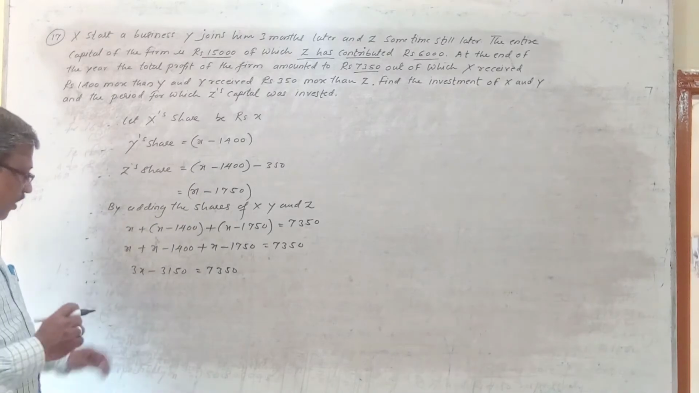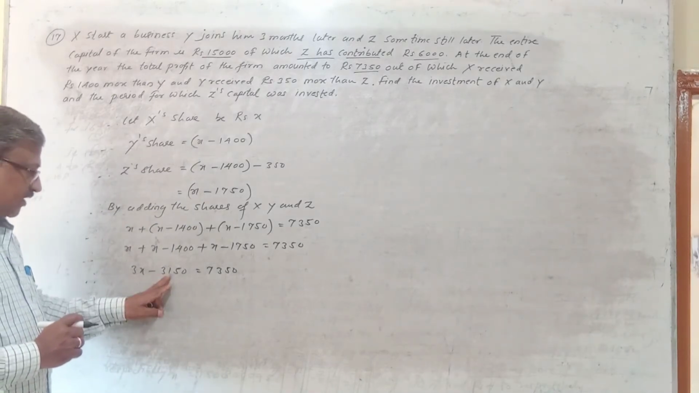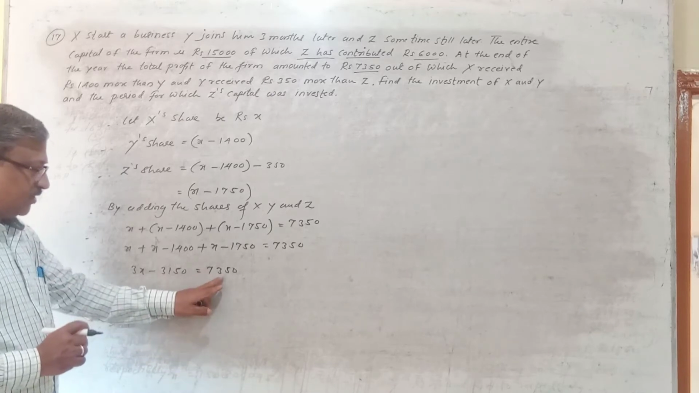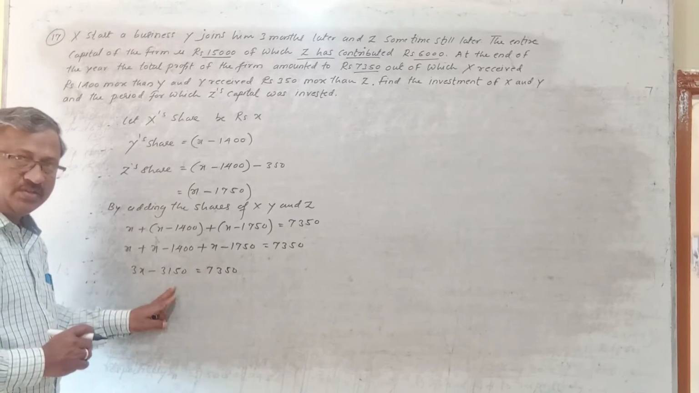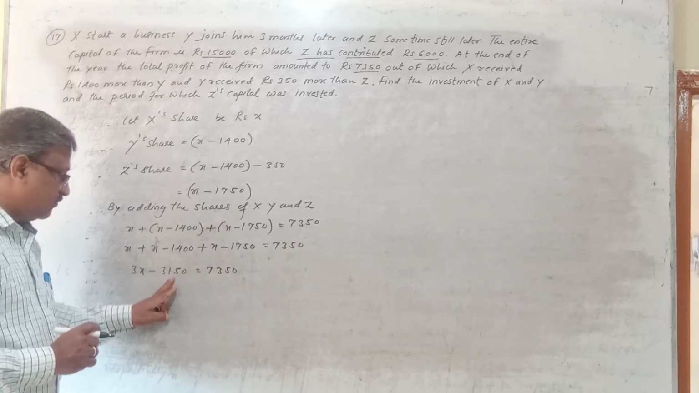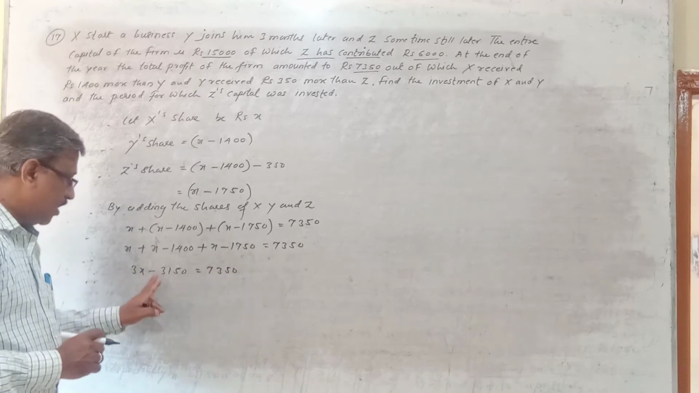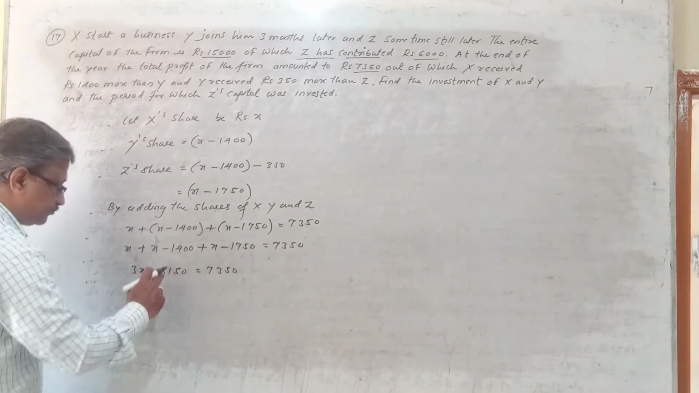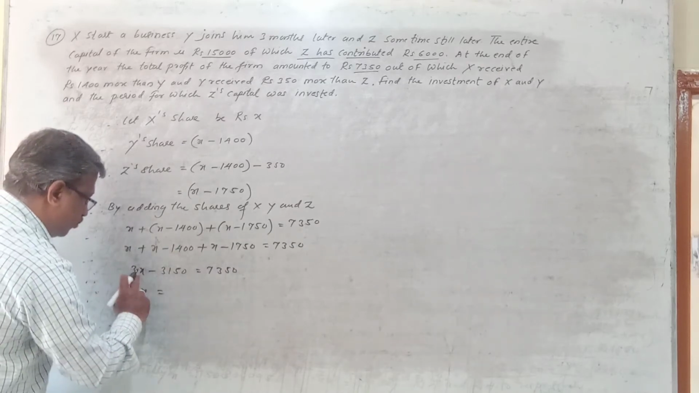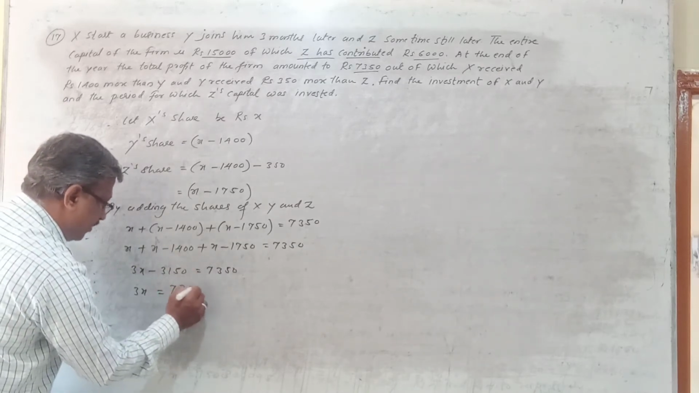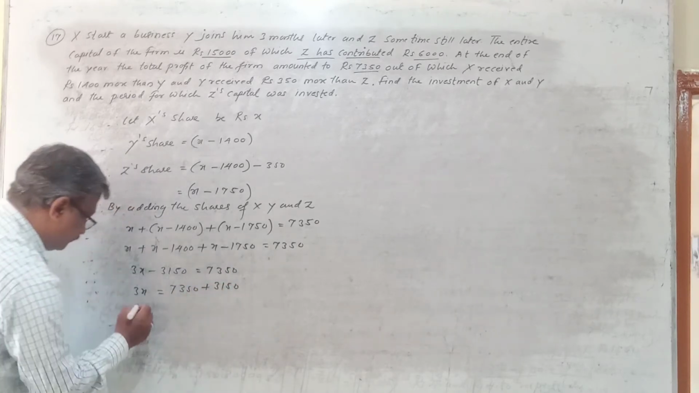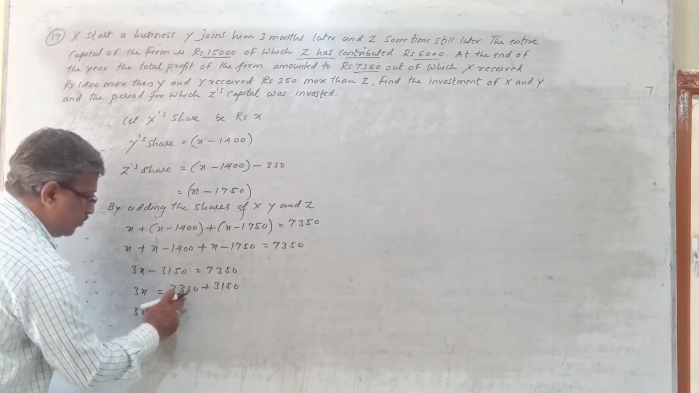Now from 3x we cannot minus 3150, but the 3150 and 7350 we can solve. Two values we can solve very easily. For that, you will have to transfer this minus 3150 to that side. So if you transfer, this minus becomes plus. So 3x is equal to 7350, and bringing this to this side, it becomes plus 3150 rupees. So 3x is equal to, add this now.